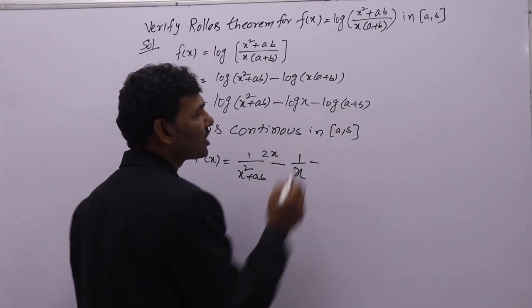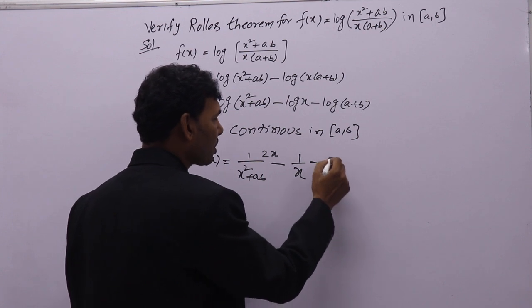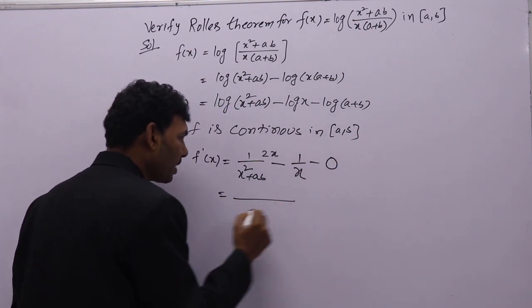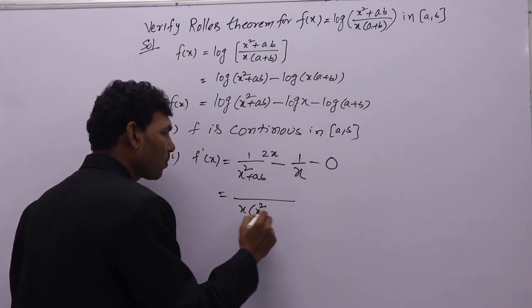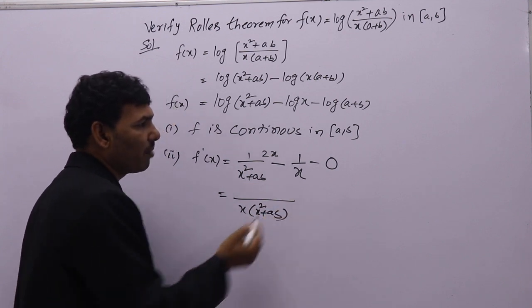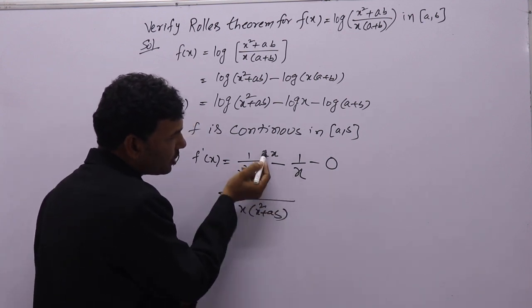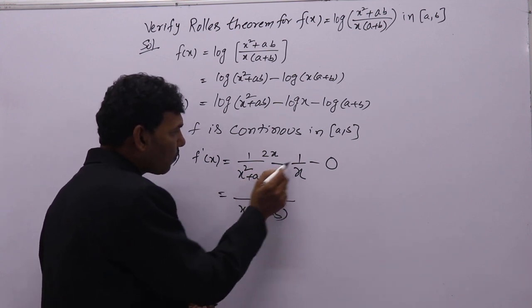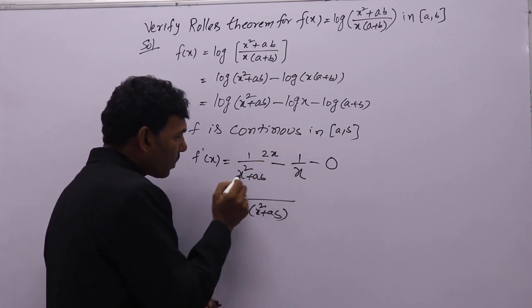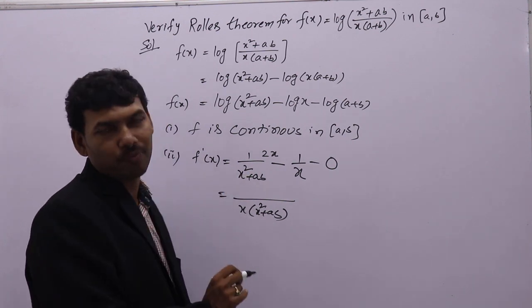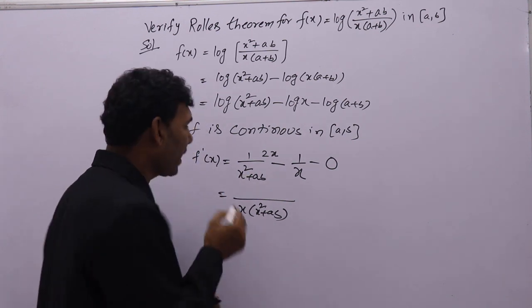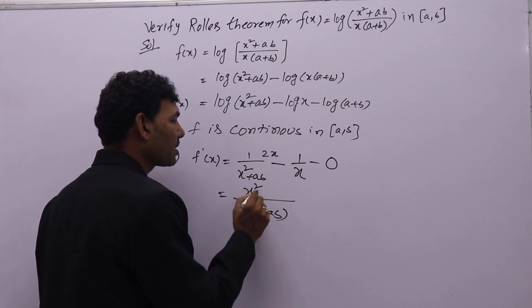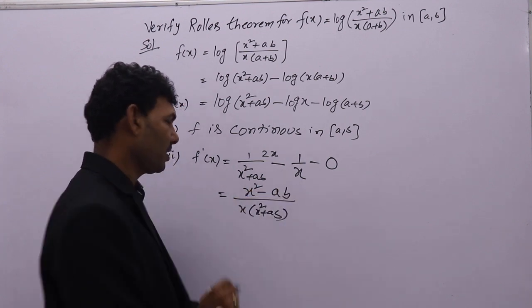Do you have x in this one? No. Differentiation of a constant is 0. If you take x into (x square plus ab) as the LCM, you need to multiply this one with this one. 2x into x is 2x square, minus this one, you need to write here: 2x square minus x square minus ab. 2x square minus x square is 1x square. That means after simplifying you will get like this.